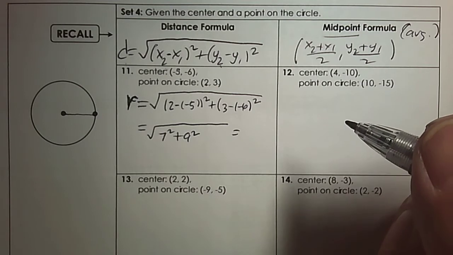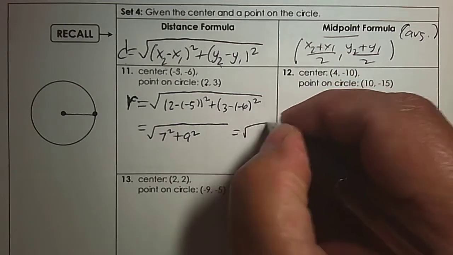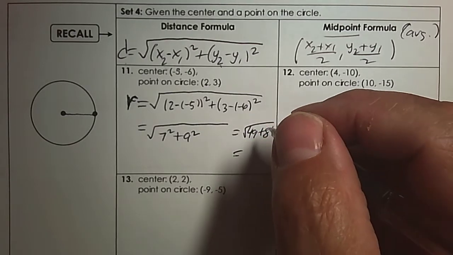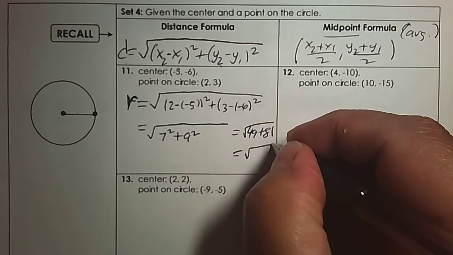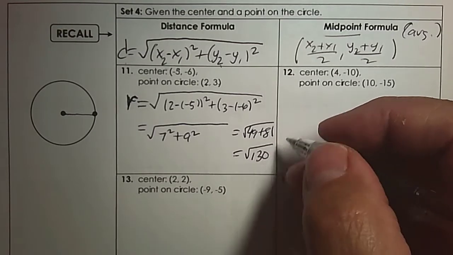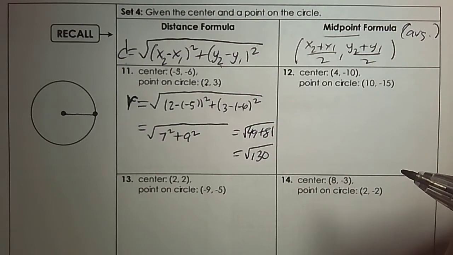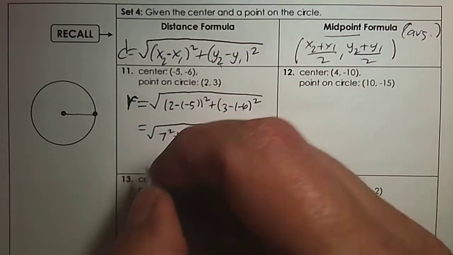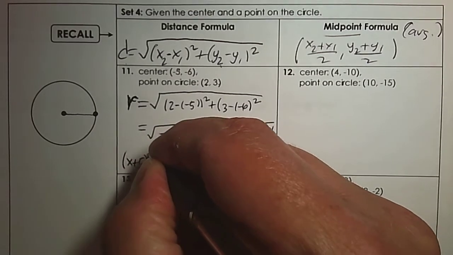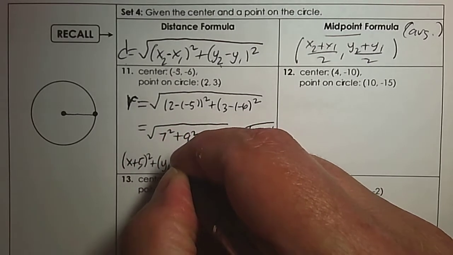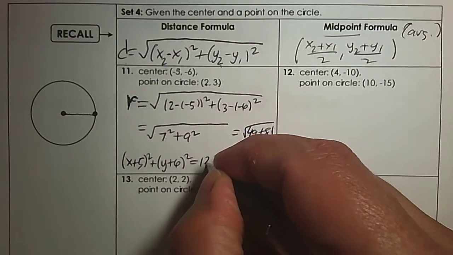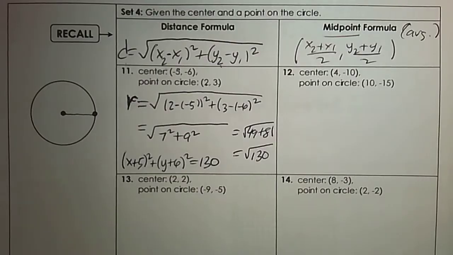7 squared plus 9 squared is 49 and 81, that's 130. But I'm going to square that, so I'm not going to simplify it. So what's the equation of the circle then? We'll take the center. We're going to have (x plus 5) squared, (y plus 6) squared, and then squaring the square root, they undo each other, and that leaves you just with 130. So that's what r squared equals.